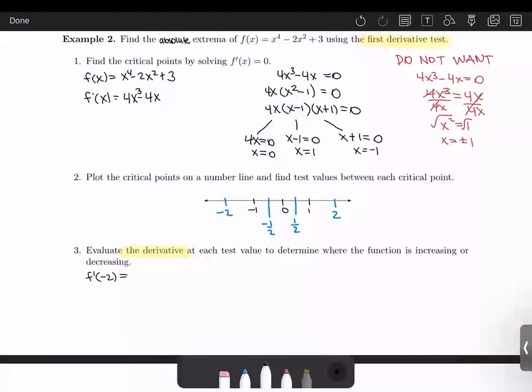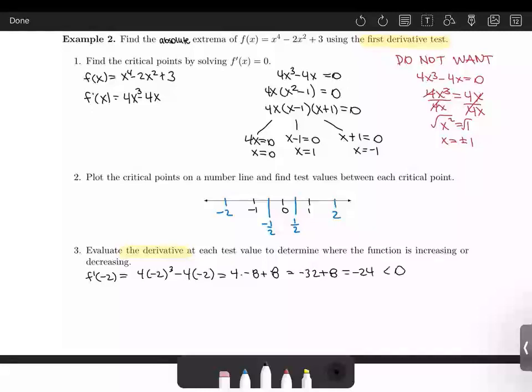So remember our derivative is 4x cubed minus 4x. So I have 4 times negative 2 cubed minus 4 times negative 2, which is going to give me 4 times negative 8 minus negative 8. So you can expand this all the way out to find that we have, sorry, that should be a plus 8, that we have negative 32 plus 8, which is negative 24.